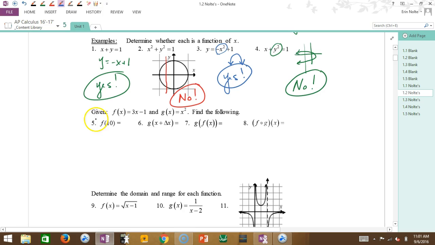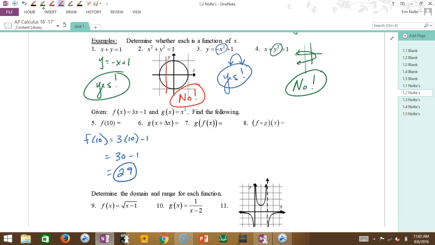The next set here is just working with functions. So we've got f of 10, so all I would simply do for f of 10 is take the value of 10 and plug it into the x value of my f of x. So I can say f of 10 is 3 times 10 minus 1. So I hope you got to 30 minus 1 is equal to 29.